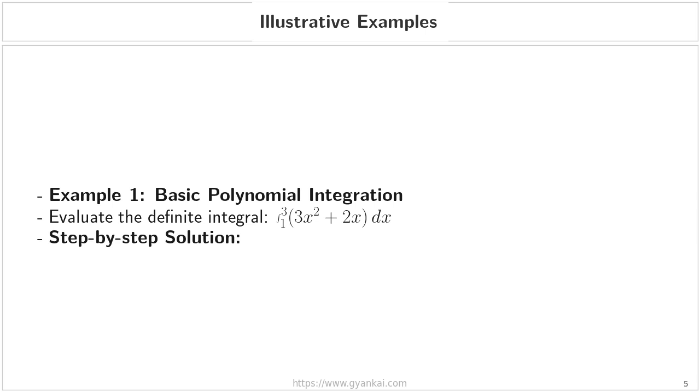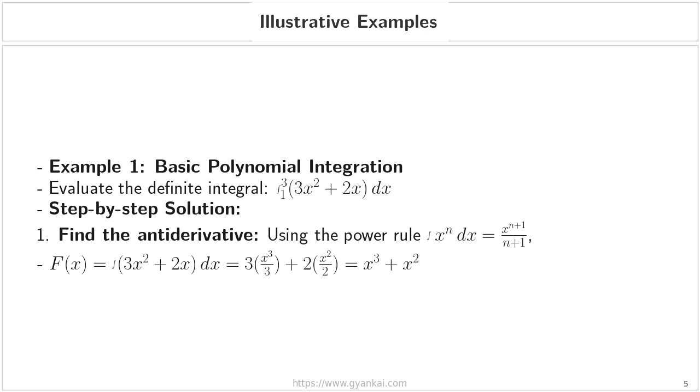Now, let's break down the step-by-step solution. Step 1, find the antiderivative. We need a function, let's call it F of x, whose derivative is 3x squared plus 2x. To do this, we'll use the power rule for integration, which states that the integral of x to the power of n is x to the power of n plus 1 divided by n plus 1.